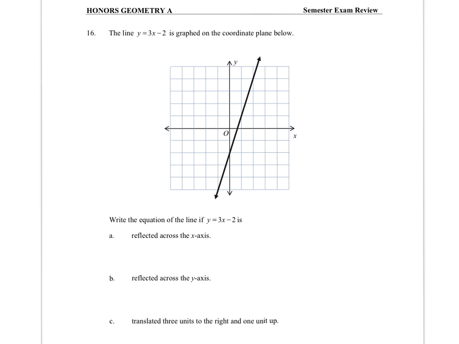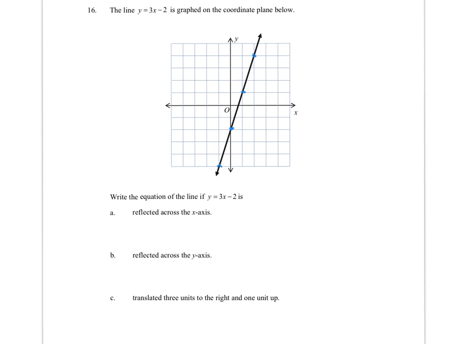One way to solve all of these problems is to take the original points on the line, ones that we know, like this one, and this one, and this one, or this one, and do the actual reflection or translation, and then write the equation of that line. So that's definitely one way, but I'm going to show you how to do it algebraically, so that you can apply it to any situation.